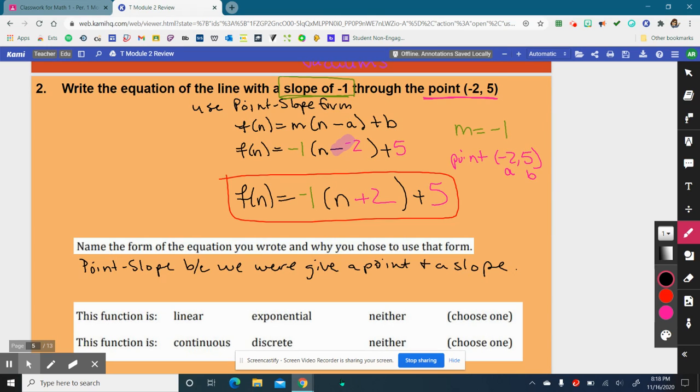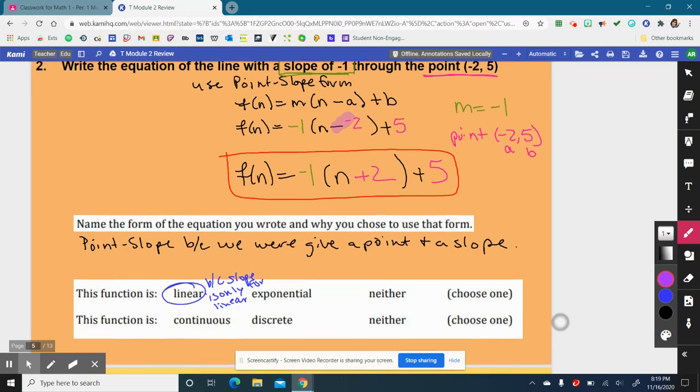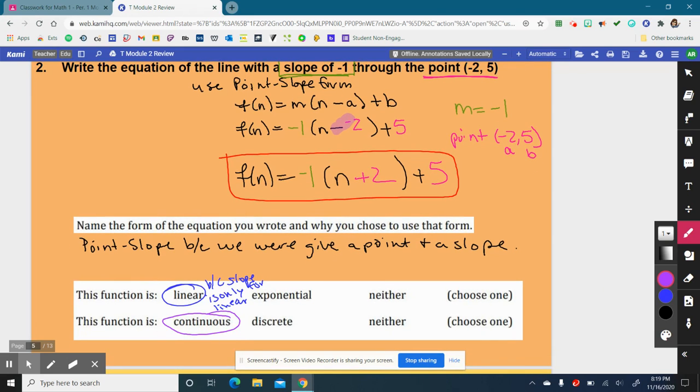So, a couple of things. This is a linear equation. And how do you know that? It says point slope. We don't see a table where we're adding, and it doesn't tell us that we're adding. Well, because slope is only for linear. But how do we know if it's continuous or discrete? Well, it's going to be continuous because it's just an equation.